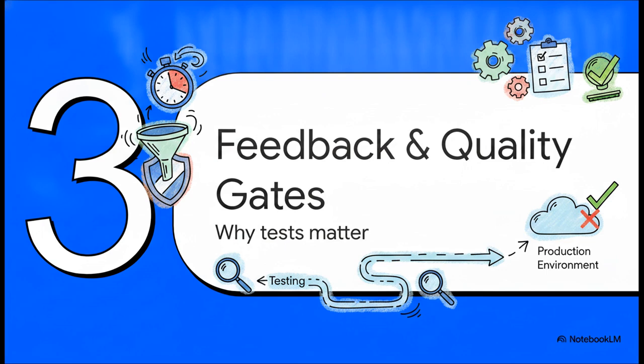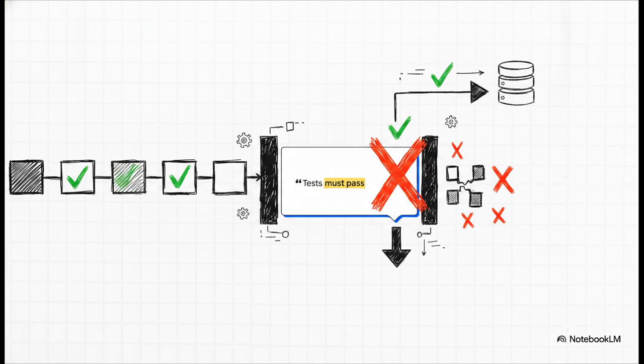Section 3. Fast feedback and quality gates. Why tests matter. So, the crucial point, the absolute non-negotiable rule of any effective quality gate is this exact phrase right from our source material. Tests must pass. I mean, it sounds incredibly simple, right? But it's literally the bedrock of CI/CD. If even a single automated test fails, boom, the pipeline halts immediately. The code absolutely cannot move forward. And that is exactly what ensures only high-quality, fully functional code ever makes it to the user.